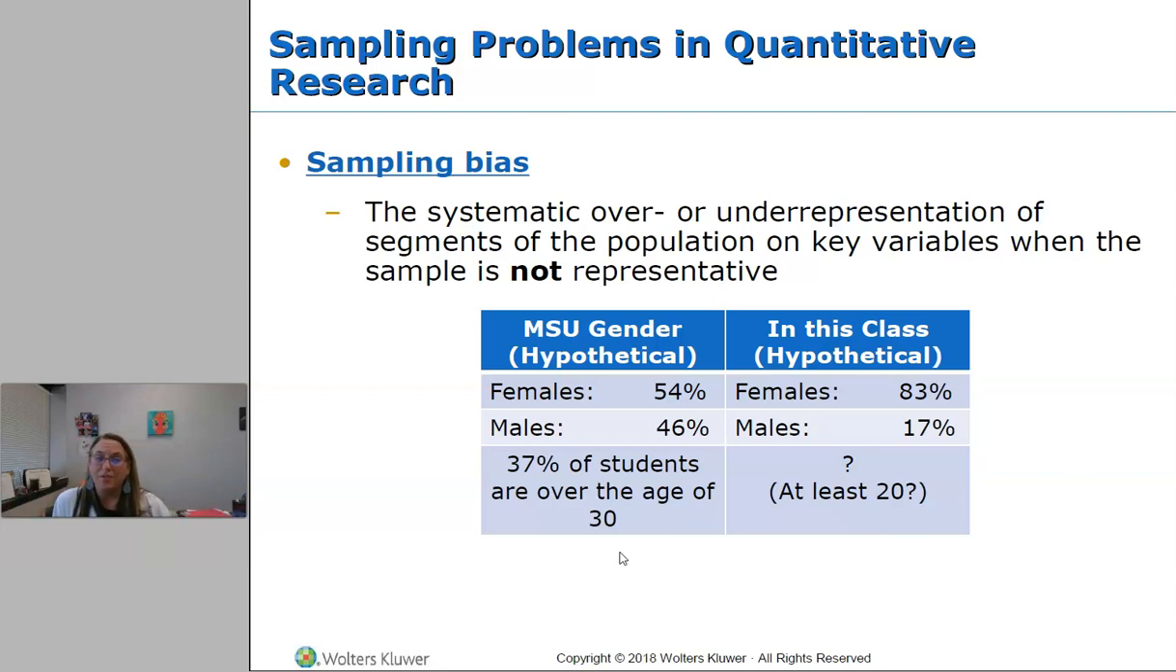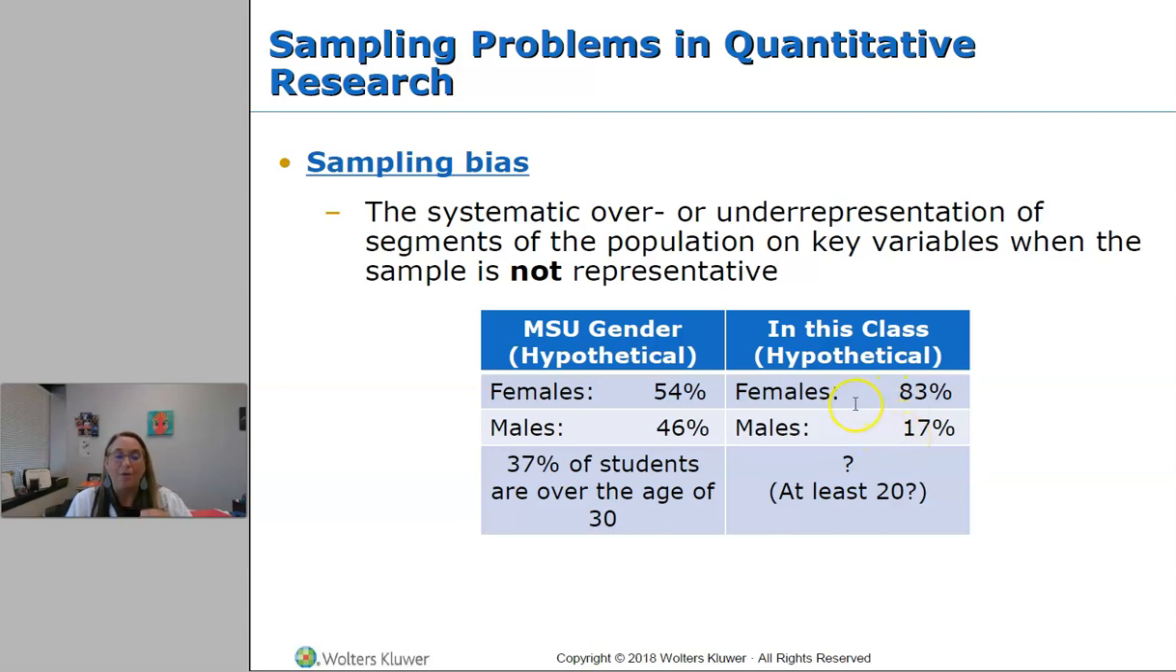And then let's also say that we have a lot of non-traditional students of which 37% are over the age of 30. So I could figure that out based on data from the registrars or admitting office. But let's say I wanted to use my Nursing 390 class to collect data and then use that to make generalizations about the whole student body of McNeese. And let's hypothetically say that this is what our class looks like. Again, I just totally made up numbers. So let's say our class is 83% female and 17% male.